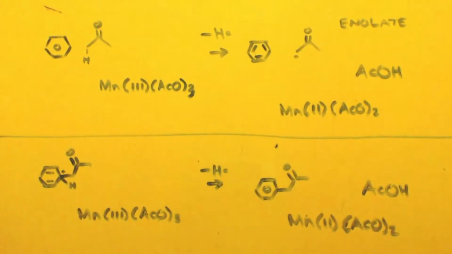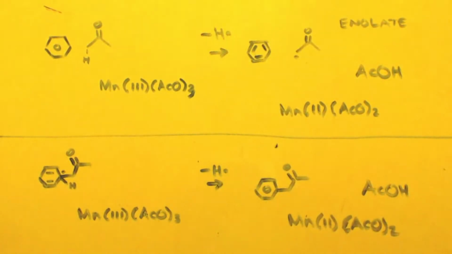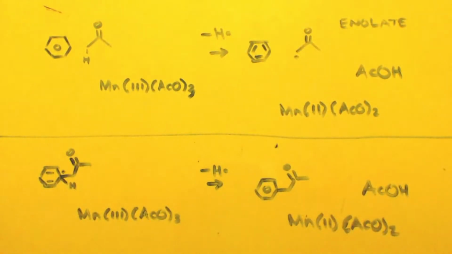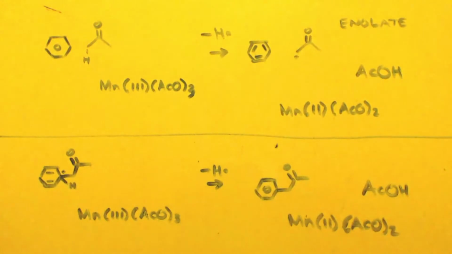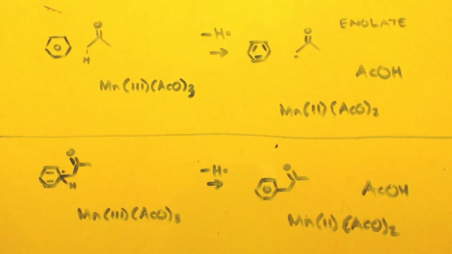So hopefully this is how the reaction would go. Benzene would be your double bond. Acetone, and I drew the hydrogen on there to show that it's acidic. Mix them together. Manganese 3-acetate, or manganese triacetate, whichever you want to call it, is the oxidizer. And you have acetic acid as your solvent.